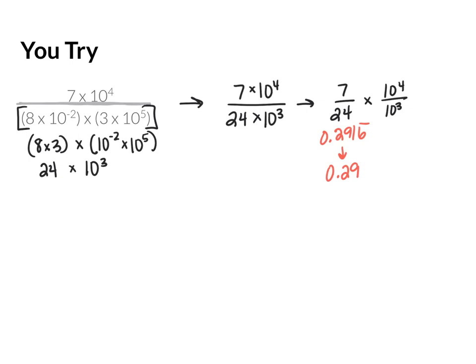10 to the fourth divided by 10 to the third is just going to give me 10 to the first power. So when I go to rewrite this, you'll notice that I end up moving the decimal once and then taking the 1 off of the exponent, and I end up with 2.9 times 10 to the 0 power. But remember, anything to the 0 power is just a 1. So my final answer is 2 and 9/10.